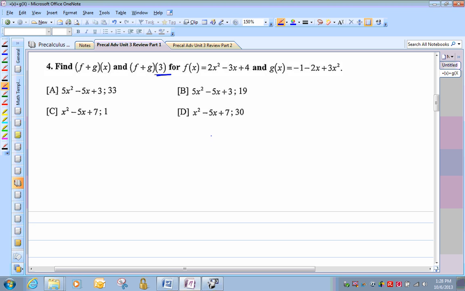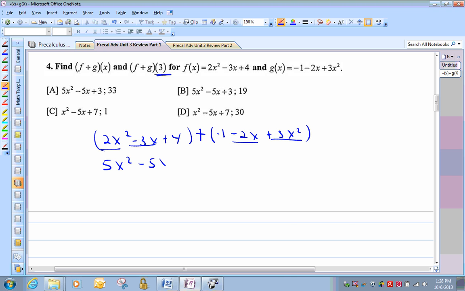So we have f of x, which is 2x squared minus 3x plus 4. And we want to add to that negative 1 minus 2x plus 3x squared. All right. So we have a 2x squared and a 3x squared. So we have 5x squared. We have a negative 3x and a negative 2x. We have a negative 5x. And we have a 4 and a negative 1. We have a positive 3. So now we're going to plug in our 3, since we've simplified it.